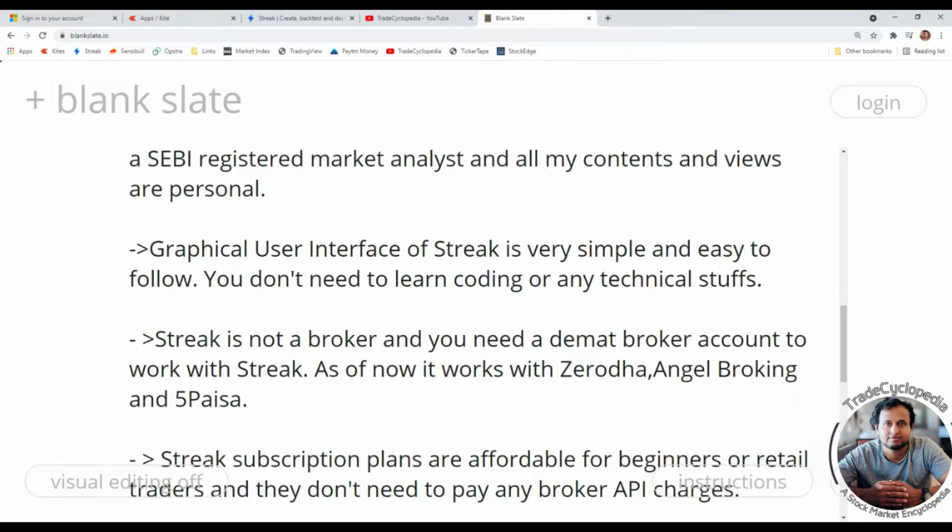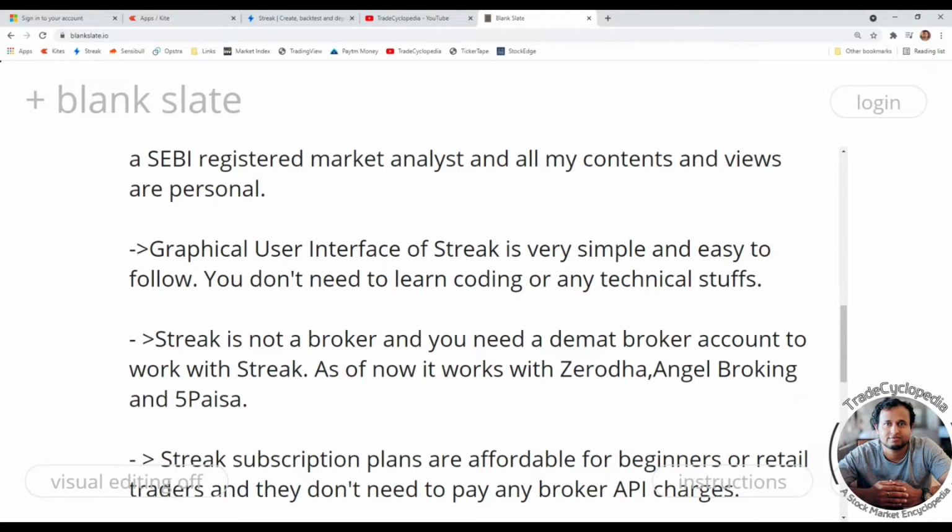You don't really need to learn any sort of coding or any technical stuff to use it. So I'll show you how to use it, and I'm sure you can simply understand and follow along, create your own strategies, deploy them on the live market, and make consistent profit. And the other important thing, Streak is not a broker.